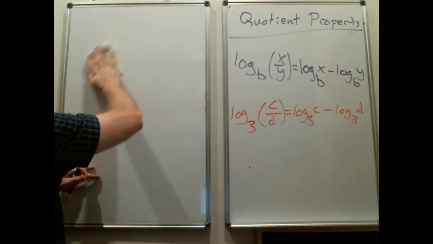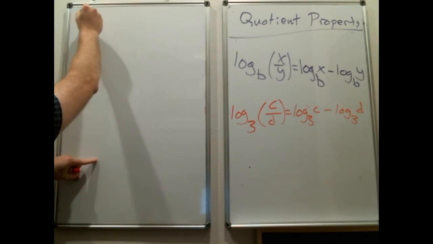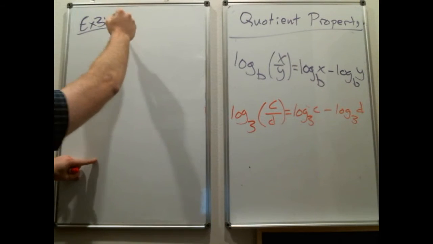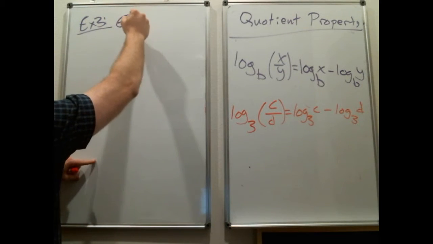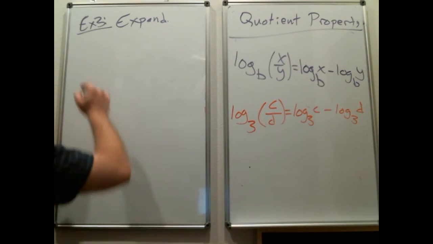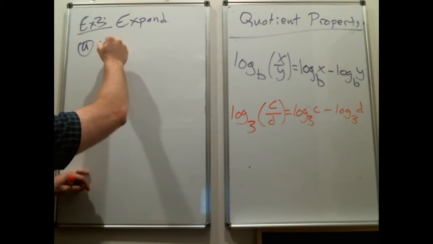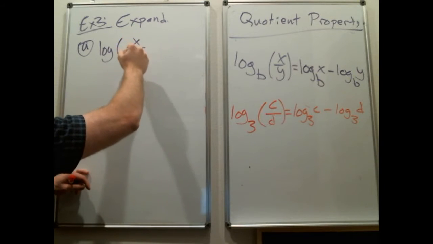If we were to look at a little bit more involved example, it would look something like this. Example 3. Again, I'm just going to say expand. Connect Math may have a little bit longer wording than that. And it may say something like, write the logarithm as a difference or a product or a sum of multiple logarithms. Here's part A. Let's do log of x divided by 1,000.